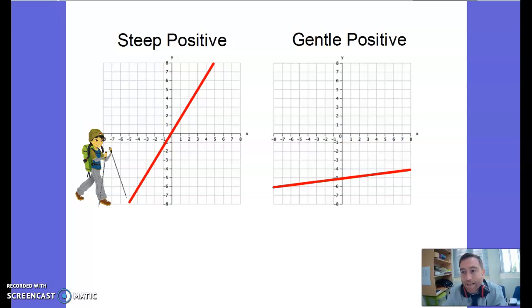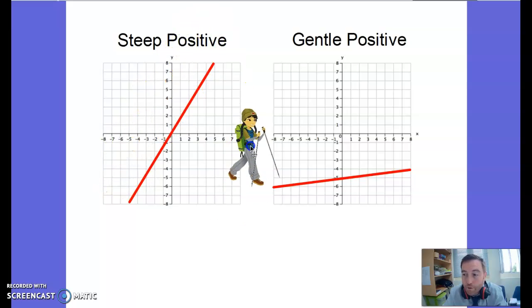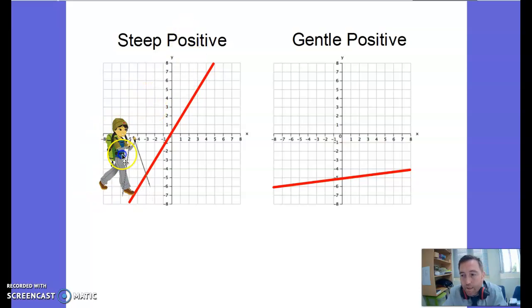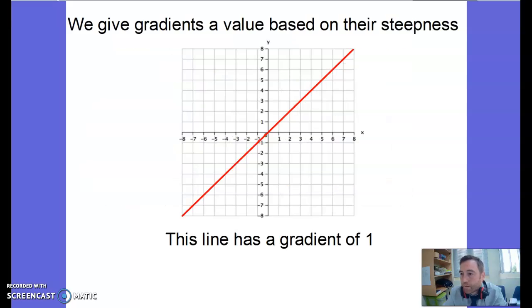Okay, we can have steep gradients, so ones that would be really tough to walk up. That's a difficult climb. And we can have gentle gradients. So we say if it's a steep gradient, it would be sort of going up very quickly. And that steepness, we give a value. And we start with this sort of 45 degrees of incline, I guess.